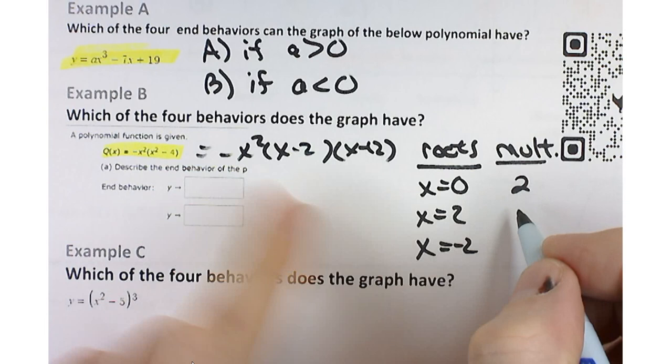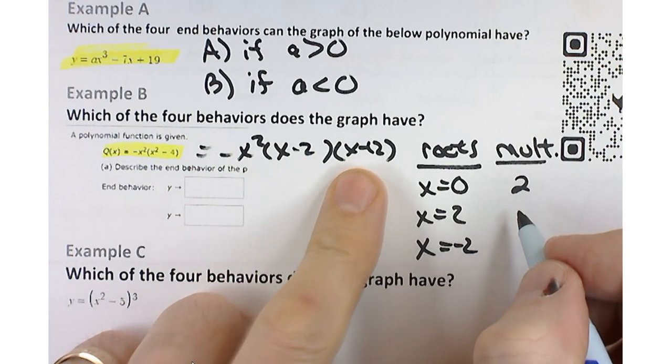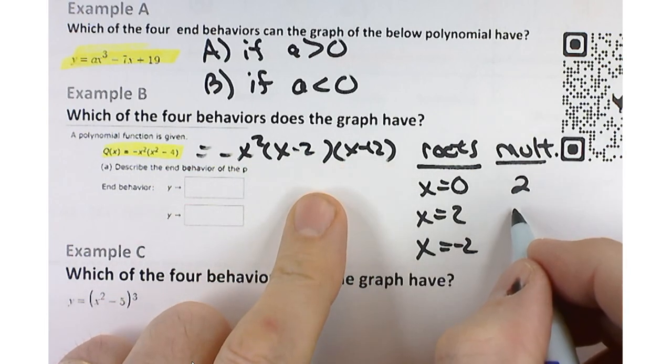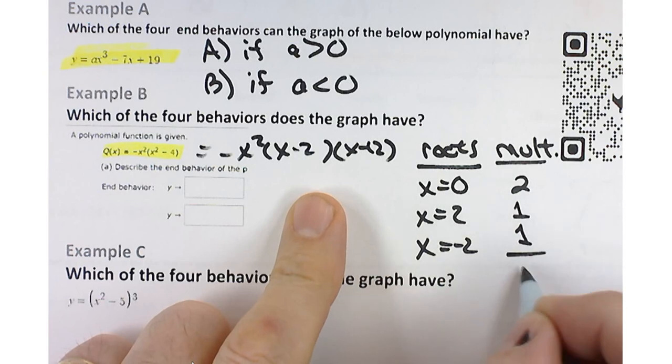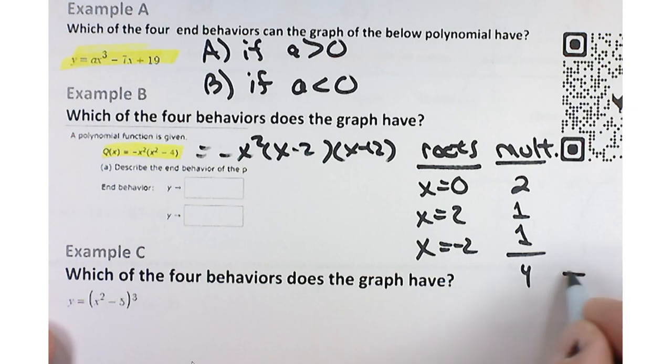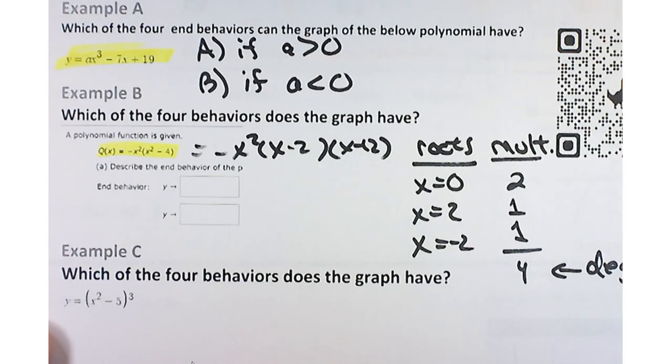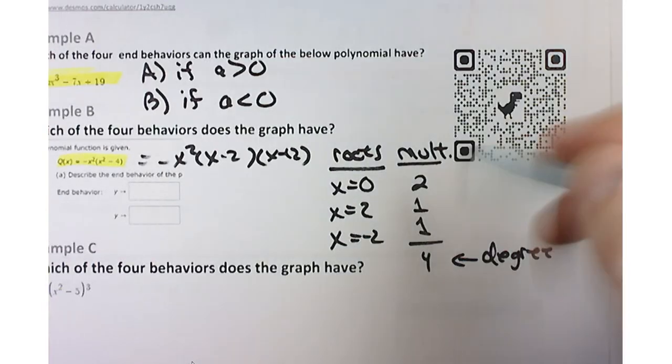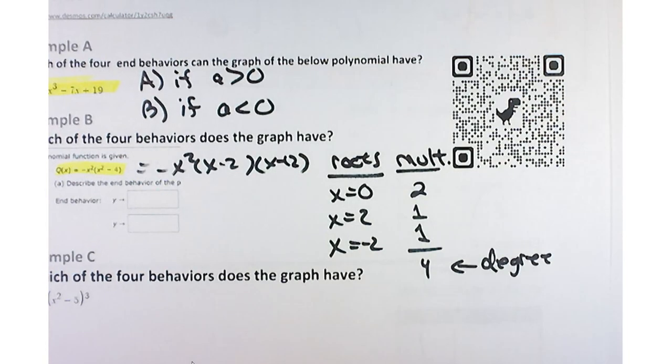What about the multiplicity of x equal 2 or x equal negative 2? What are those multiplicities? 1 and 1. So you have a total of 4 here. What's that 4 telling me? What do I need that 4 for? The degree. So Sabira, I didn't need to do it this way. I just did it that way for the practice.